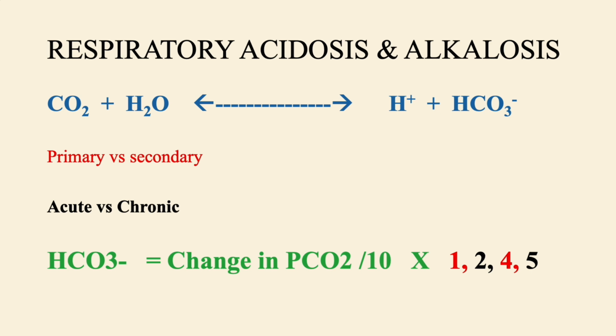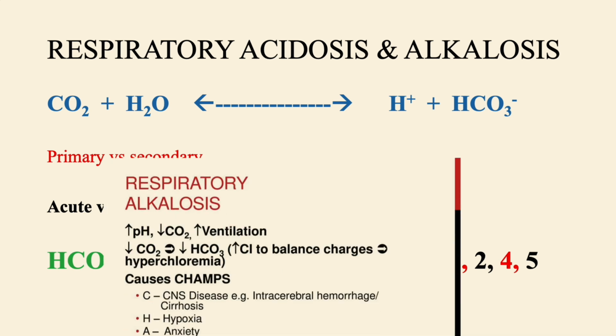Now, alkalosis is the same. Alkalosis is a decrease, right? And if the CO2 is decreasing, the bicarb is also supposed to decrease in order to compensate. So in the last equation, you subtract from 24 rather than adding to 24. And that's simply how you do respiratory acidosis and alkalosis.